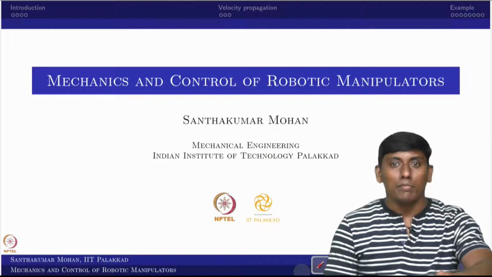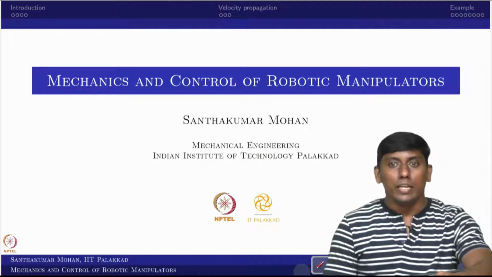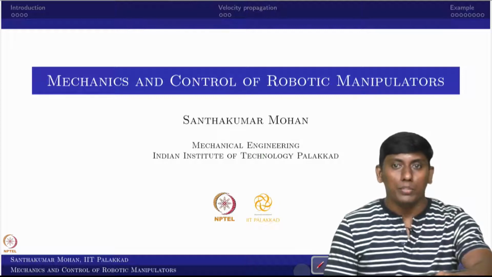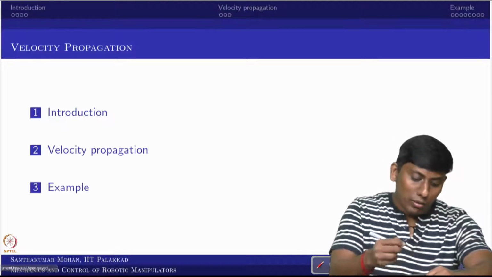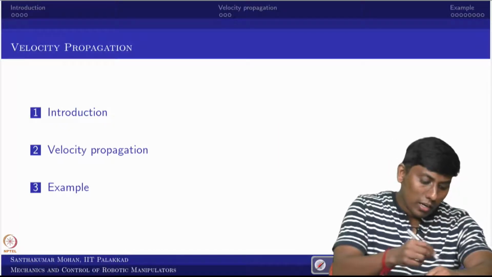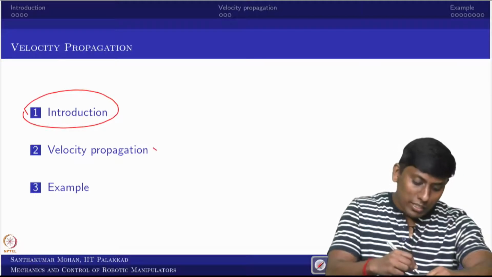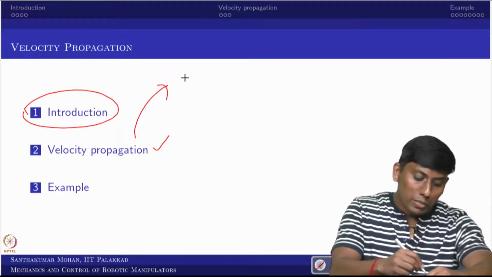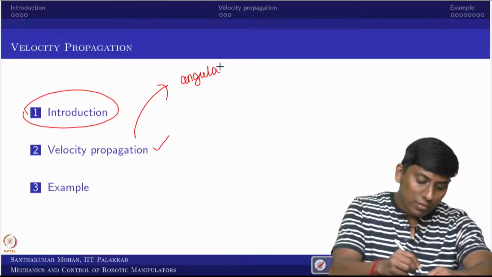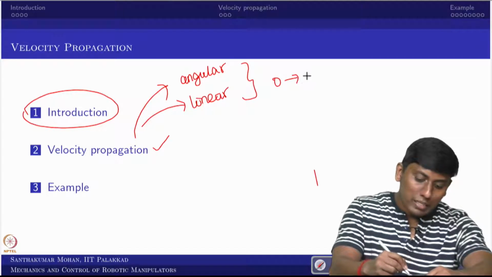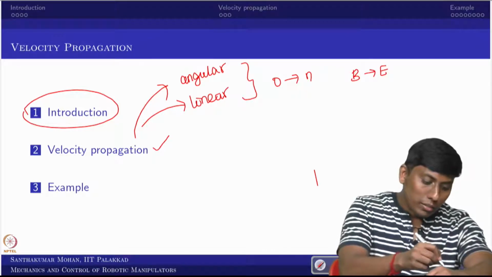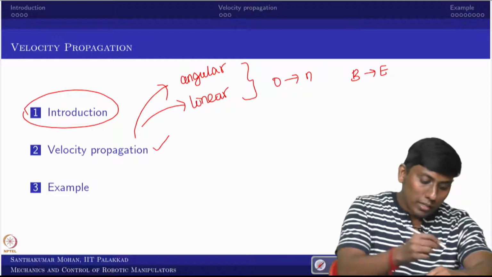We will first start with the very general case, then go to specific examples. So let us move to the slide. We will talk about a general introduction, then we will see velocity propagation. This velocity propagation would be both angular and linear, from the base joint to the nth joint. So in the sense, from the base to the end effector, we would be doing it.